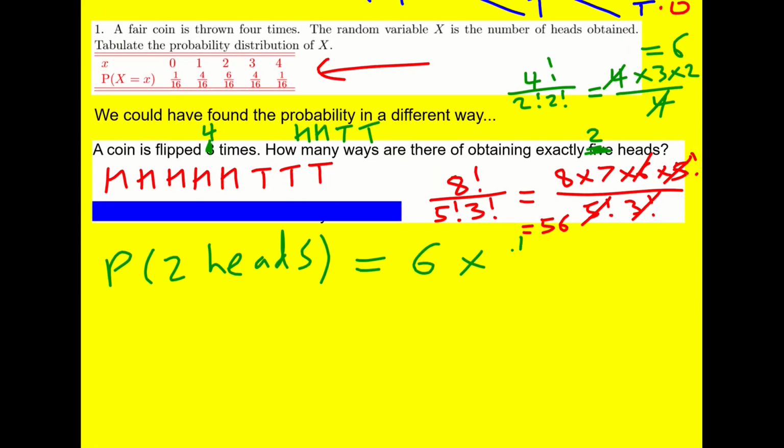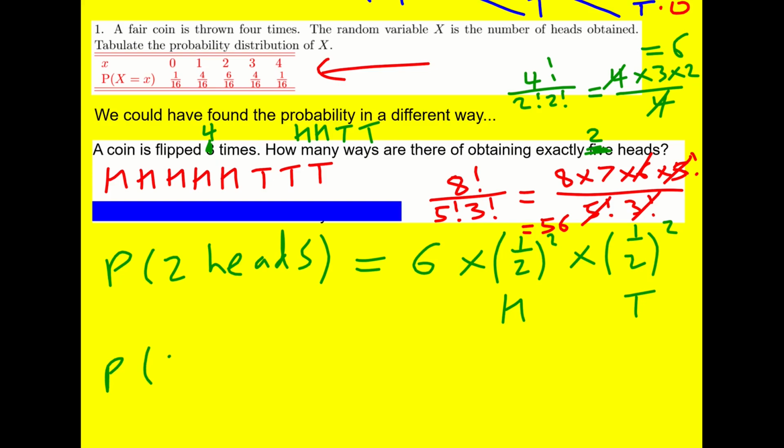So it's going to be 6 times a half squared for all the heads, and then a half squared for all the tails. And yes, I know that I could have just done half to the power of 4, but I'm just distinguishing heads and tails for the moment. And that would again give me 6 over 16. And I could do the same for the other ones.